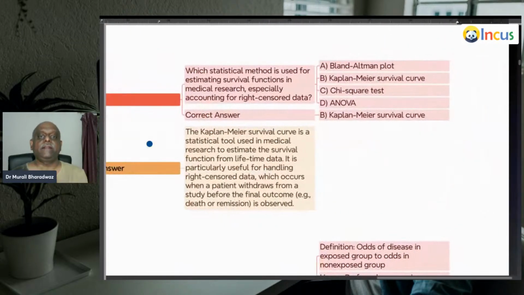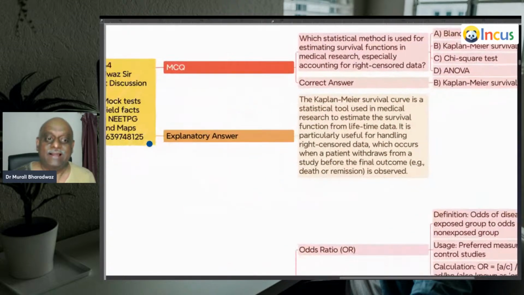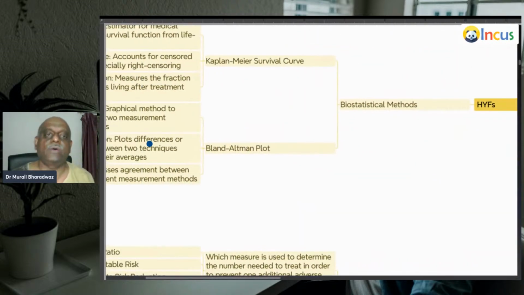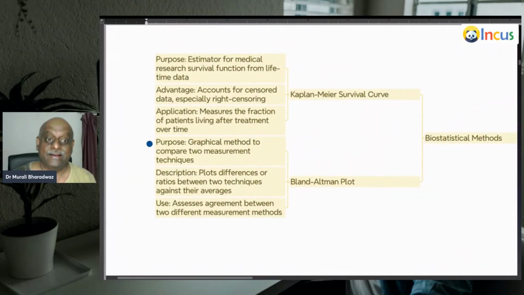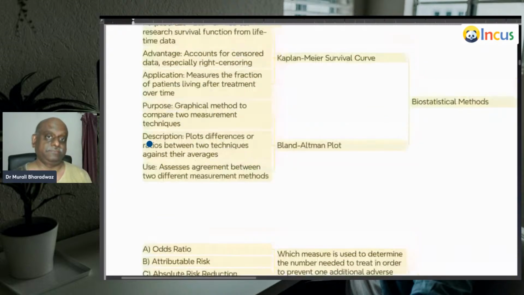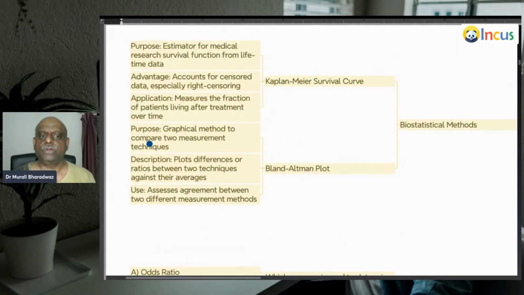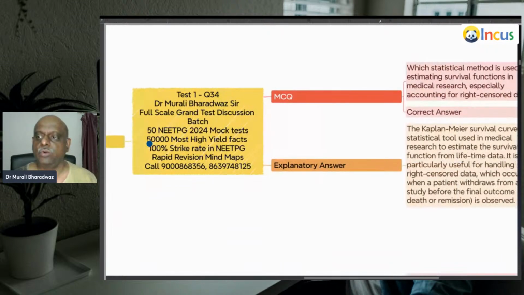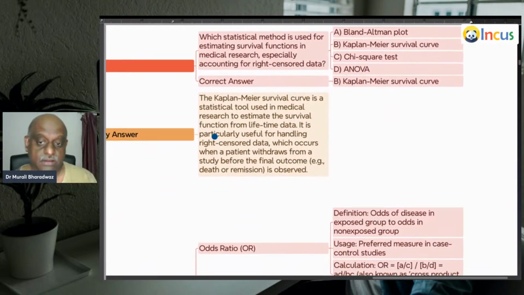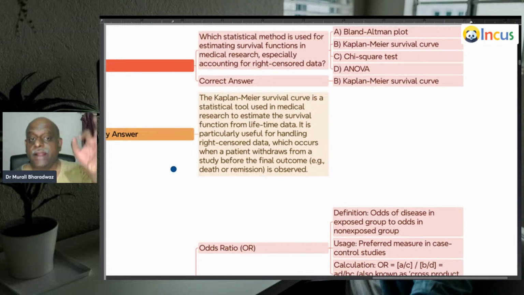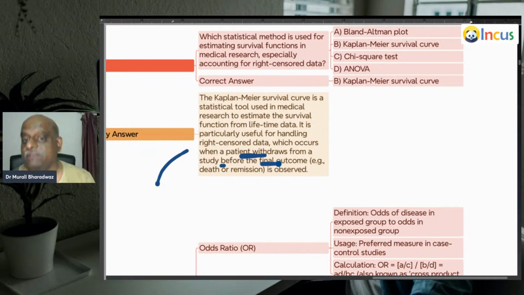Which statistical method is used for estimating the survival functions in medical research, accounting for right censored data? Right censored data, what is it? You should know that there are two things, doctor. Right censored data occur when a patient withdraws from a study before the final outcome is observed.